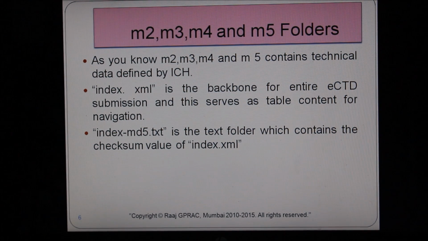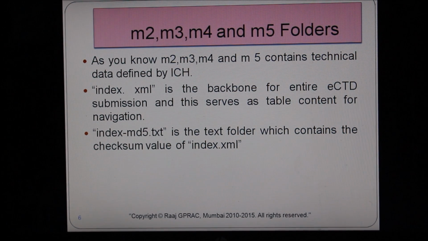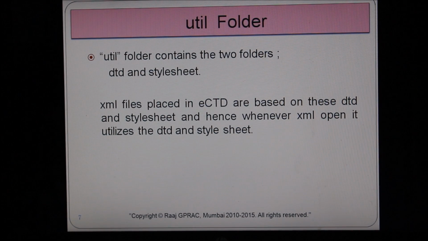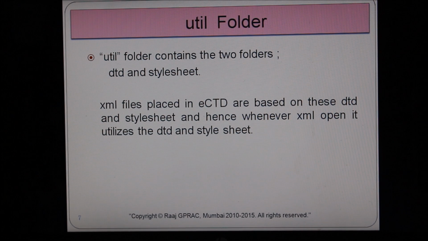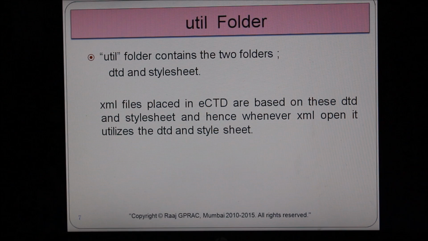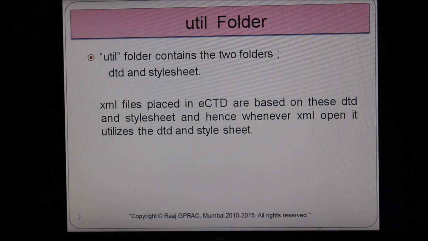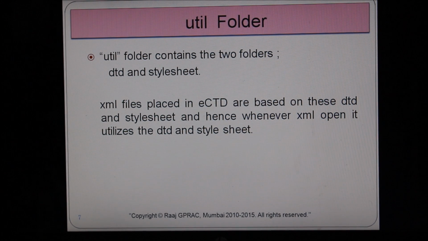Index.xml is the backbone for the entire eCTD submission, and this serves as the table of contents for navigation. Whereas index.md5.txt is the text file which contains the checksum value of the index.xml. The util folder contains 2 folders, mainly DTD and style sheet. XML files placed in eCTD are based on this DTD and style sheet, and hence whenever an XML is opened, it utilizes the DTD and style sheet.